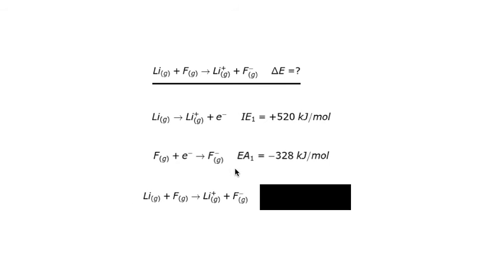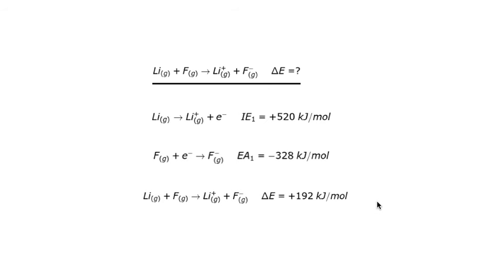So here now we have both values listed, and you can see that if we add both half equations together, we get our final equation, and that will provide us with our change in energy for this given process, positive 192 kilojoules per mole.